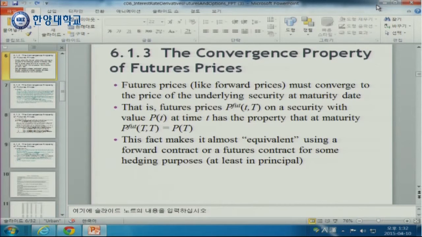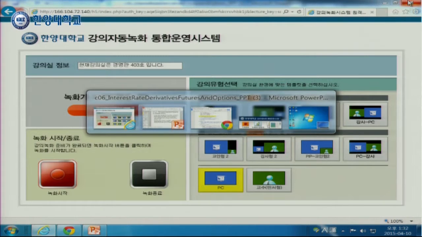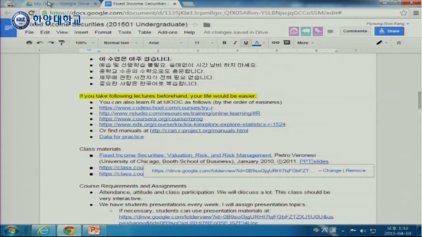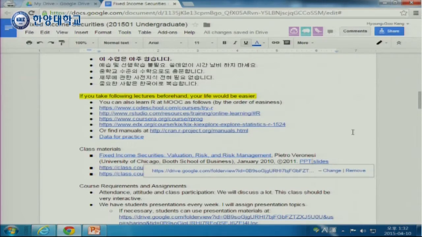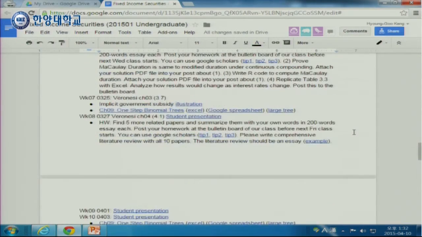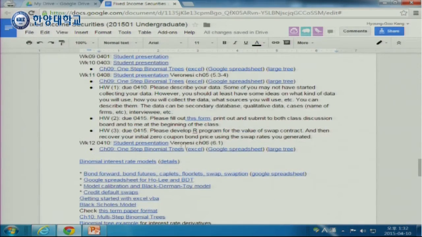Okay, and then let's go to our example on the binomial tree. The fun one, the fun binomial tree. The most exciting part in this class, I think, in the Google spreadsheet.